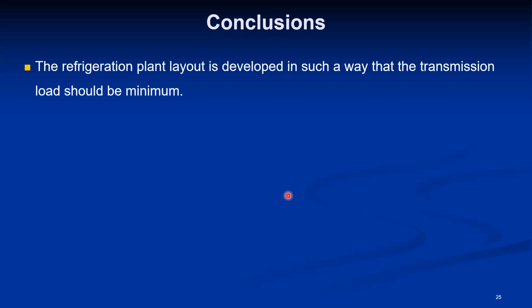All the equipment should be close to each other, so minimum piping. That is the role of piping design. The refrigerant has to travel a minimum distance so that the pressure drop will be reduced, and consequently the compressor work will reduce. The total load is divided into 6 chambers.